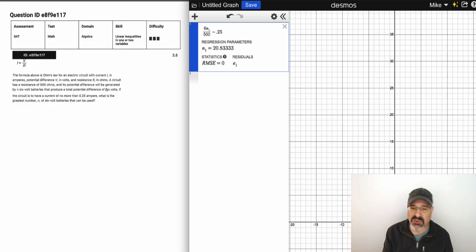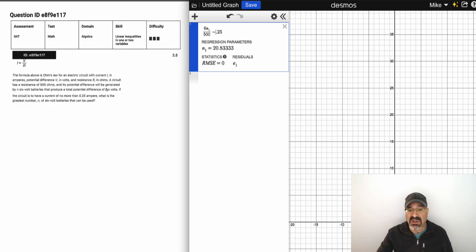I don't know if you know this trick, but anytime you have an equation with just one variable, you can ask Desmos to solve it by changing the variable name from n to n1, whatever variable name it is, letter followed by the number 1, and then change the equal sign to a tilde. So pretty cool. But anyway, we can do that and immediately figure out that for it to be 0.25, which is the maximum, you'll need 20.83 packs of 6-volt batteries. And since you can't have a fractional pack of 6-volt batteries, you know that n must be equal to 20.